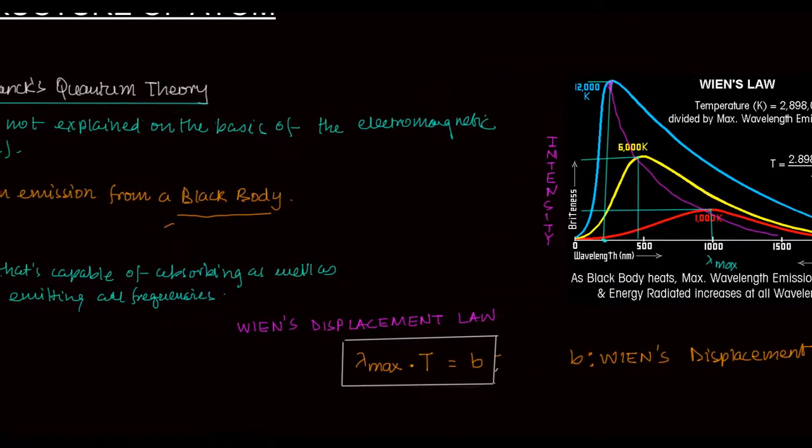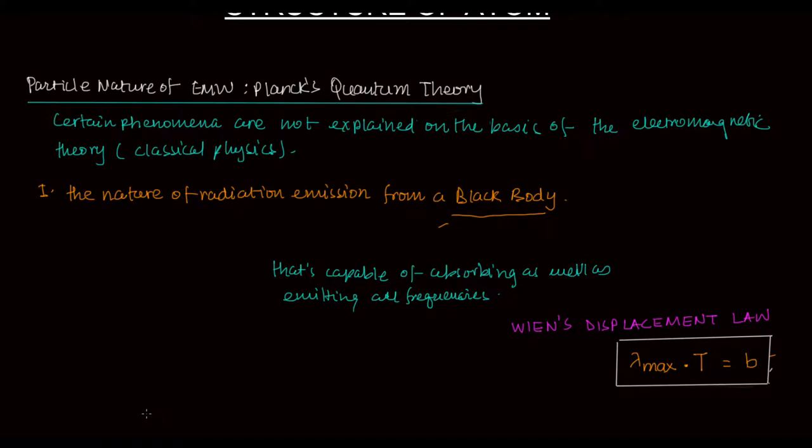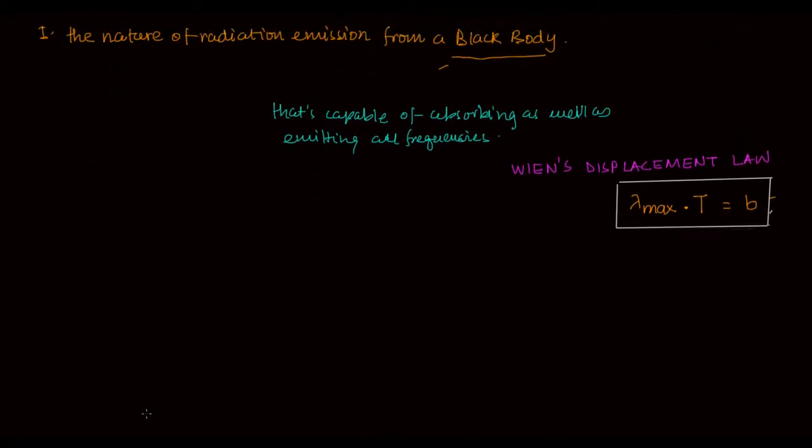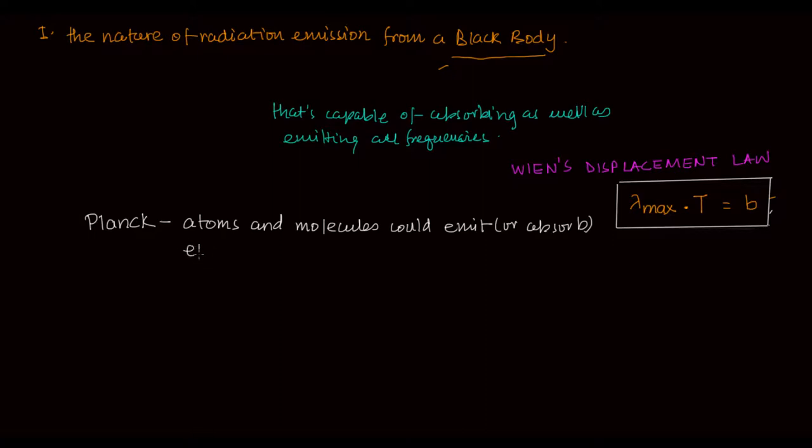That was one of the things. Now, it was Planck, okay? Planck with a C before K, who came forward to explain this phenomenon, and he said that atoms and molecules could emit or absorb energy only in discrete quantities.